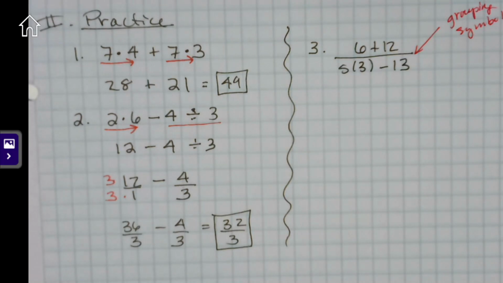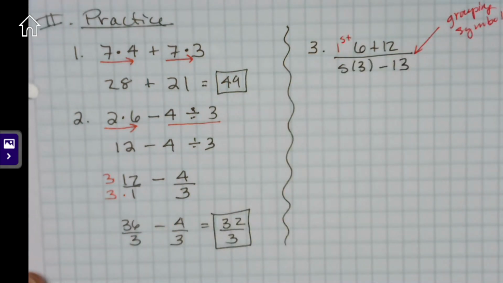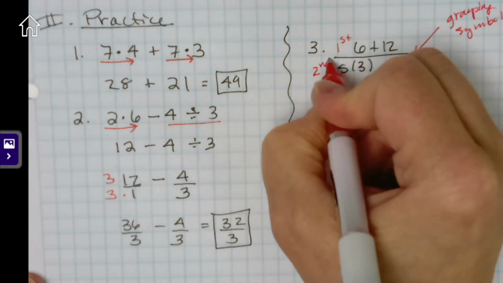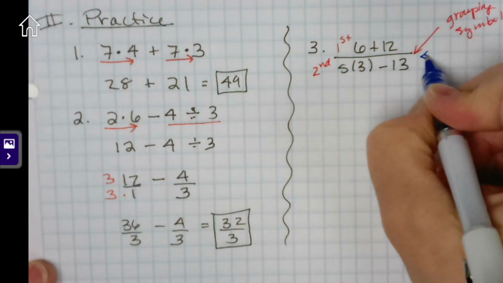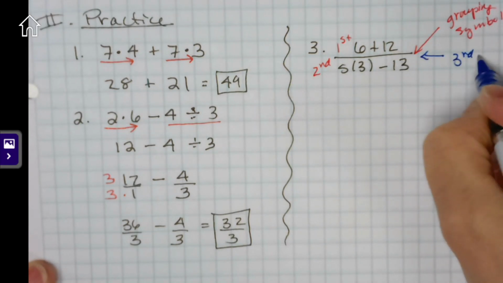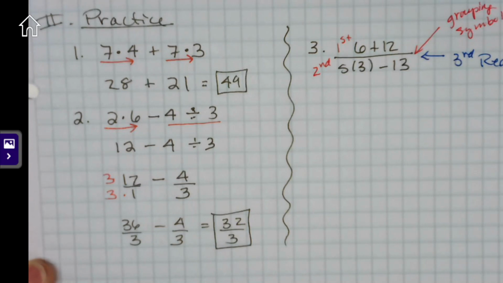And following the rules for grouping symbols, you do inside to out. So what does that mean? It means first you do the top, so inside the top. Second, you do the bottom, inside the bottom. And then last, which is your third step, you reduce it if you need to. So we do the top, we do the bottom, and then we do them both.